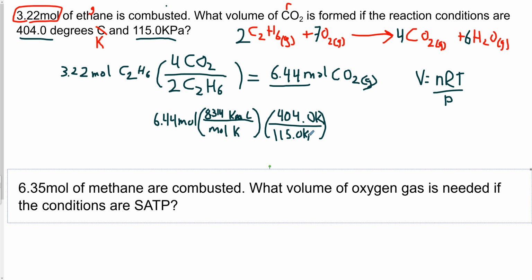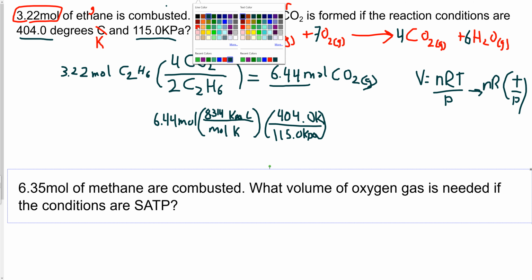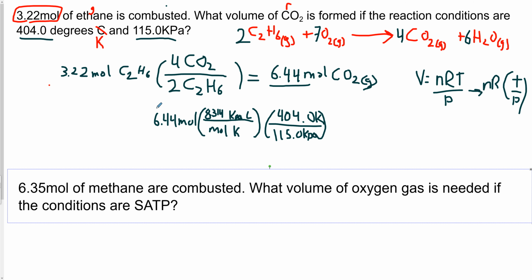Why is it on the bottom of this fraction? A lot of folks see this and they're like, why are you putting the T and the P together? Because I can. This is the same thing as saying N times R times T divided by P. Literally the same thing. Why does that work? Math. Stuff that we know from other classes. So we go through, we cancel out what we can, moles and moles, degree Kelvin, kilopascals, kilopascals. Holy smokes, it's going to be liters of CO2. Beautiful. So now all we have to do is the math.